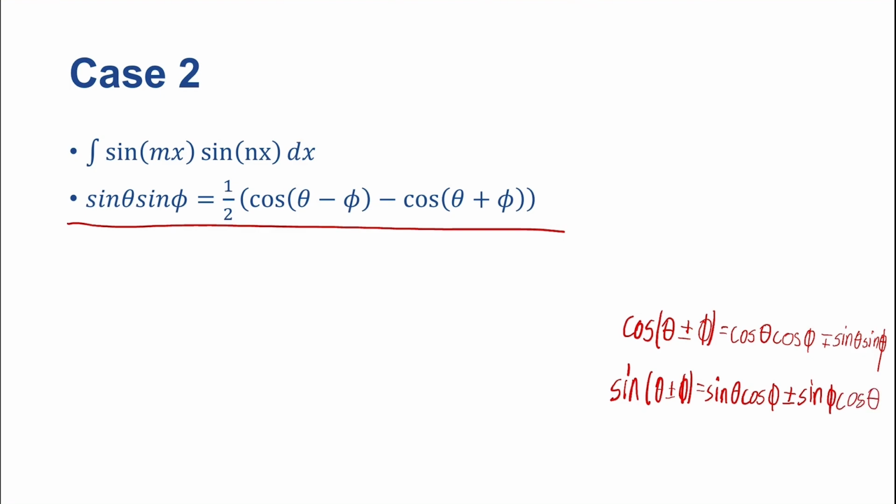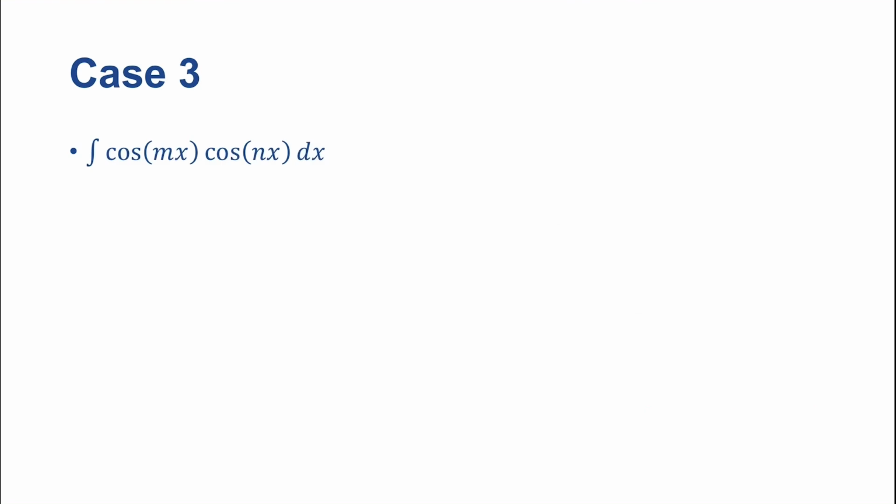Okay, now we can talk about the third case, which is if we have the cosine of mx times the cosine of nx as the integrand. So if you have that as the integrand, what we do is we can use this product to sum identity. Cosine theta cosine phi is equal to 1/2 cosine of theta minus phi plus cosine of theta plus phi. As I just wrote all of those identities out, you should be able to remember that, and this should be something that you can evaluate using an integral of some sort.